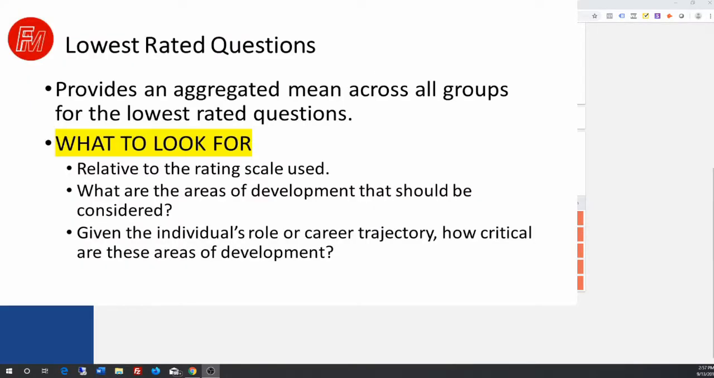Next, we have the lowest rated question section. This provides an aggregated mean across all groups for the lowest rated questions. You want to be aware the score is going to be relative to the scale. You could have somebody whose lowest rated question is a 4.5 or a 4 on a 5-point scale. That's obviously a relatively high rating. In this section, you want to be paying attention to areas of development that should be considered.